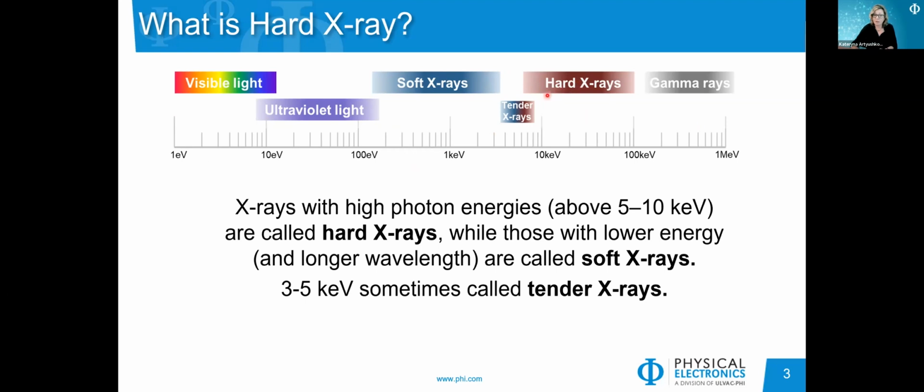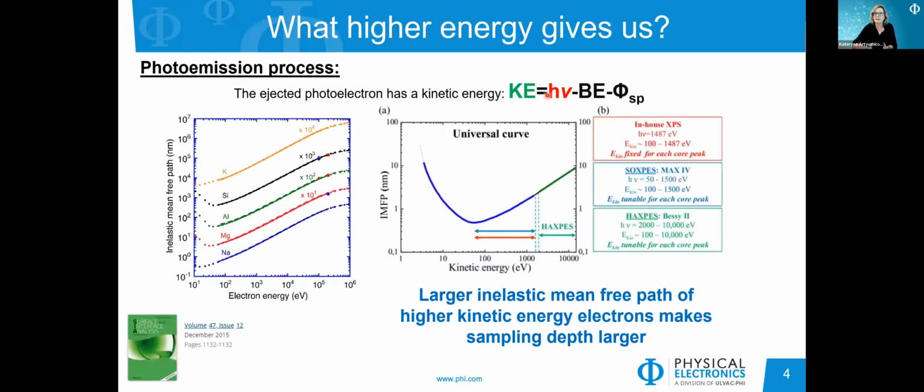There is actually an ISO standard being worked on right now at PNNL that will be coming out soon that really defines what the hard X-ray is. But tender X-ray and hard X-ray have been used interchangeably for the range of energies that we are using in this presentation. So what does a high-energy X-ray source give us?